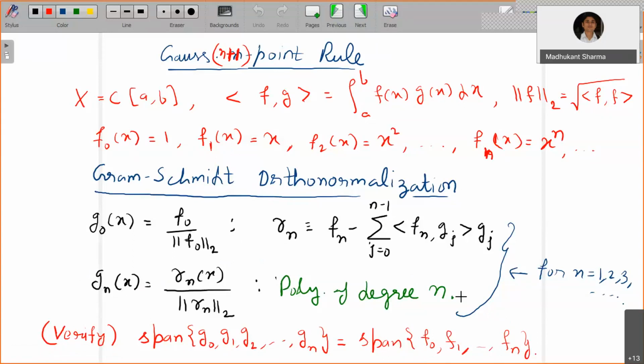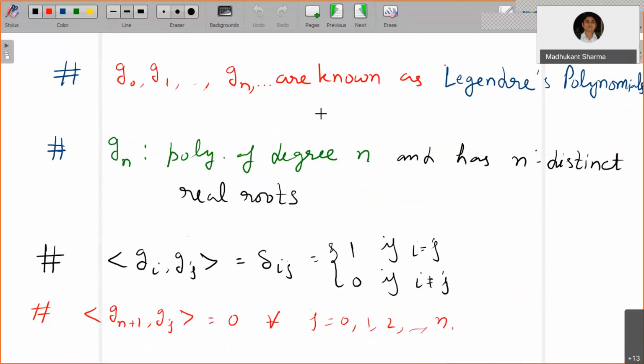Okay, right. Now, so G0, G1, G2, Gn are known as Legendre's polynomials. Second thing is Gn is a polynomial of degree n. So the fundamental theorem of algebra says that it has exactly n roots, but since they are orthonormal Legendre polynomials, they have n distinct real roots. So we say x0, x1, x2, up to xn minus 1, if you start with x0, because n roots are there, are the n Gauss points.